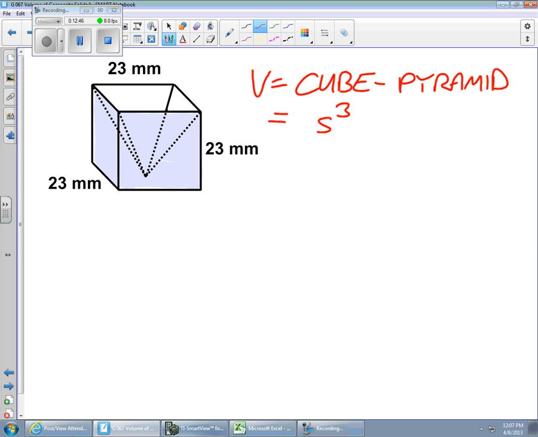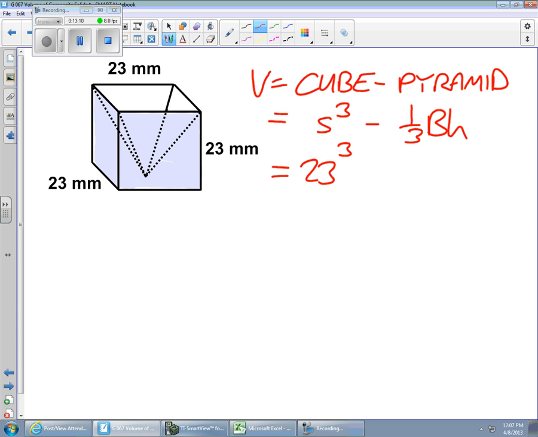How about the volume for a pyramid? How do you get that? 1/3 big B little h, exactly. Okay. Now let's see if we have everything that we need to solve it. Side of the cube. Do we know a side of the cube? Yeah, that's pretty much all we know, right?